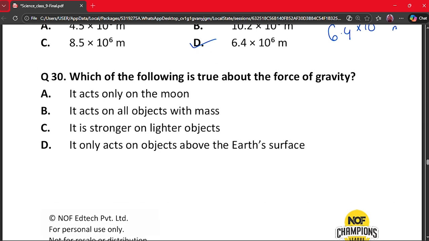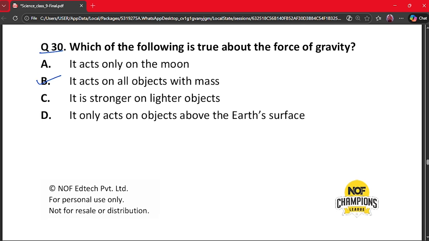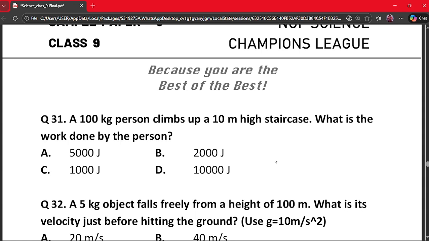Our next question is question number 30. Which of the following is true about the force of gravity? A. It acts only on the moon. B. It acts on all objects with mass. C. It is stronger on lighter objects. And D. It only acts on objects above Earth's surface. So our correct answer is option B, because gravity acts on every object that has mass, and it does not depend on whether the object is on Earth or in space. Hence gravity acts universally.